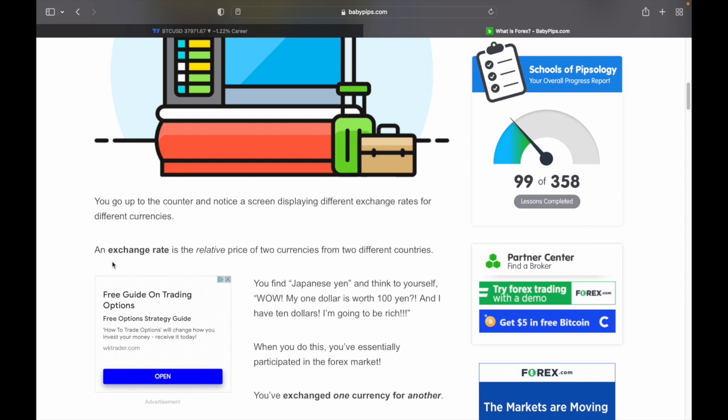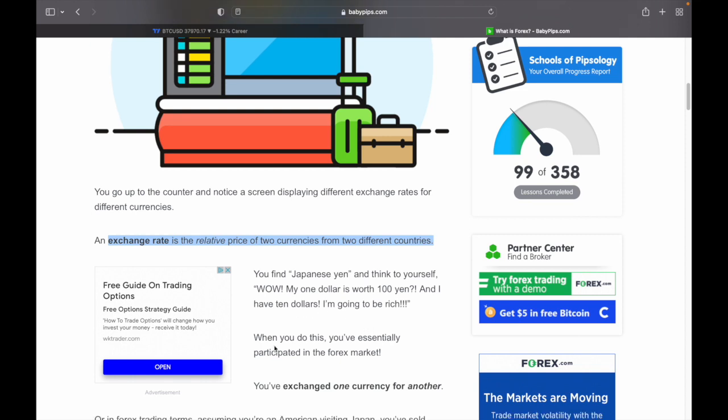An exchange rate, really big important thing, take note of this. An exchange rate is the relative price of two currencies from two different countries, right? So you find Japanese yen and you think to yourself, wow, my $1 is worth 100 Japanese yen and I have $10, I'm going to be rich. When you do this, you essentially participated in the Forex market, right?